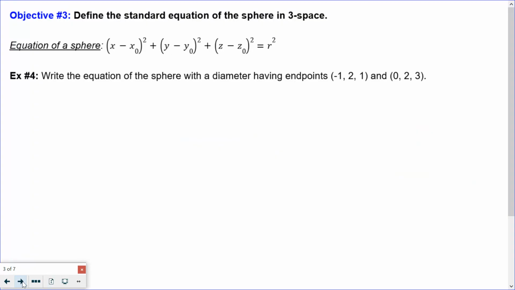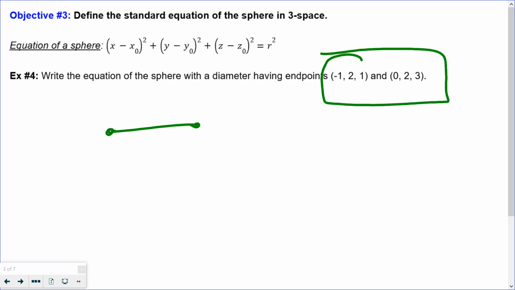Okay, so I have a sphere. You don't have to technically draw this, you could if you wanted to. But those are the endpoints, and it's the diameter. I'm not going to draw this in 3 space, but that's my diameter, and I need to know the radius. Hopefully you're pausing and thinking of this yourself. How would you find the radius?